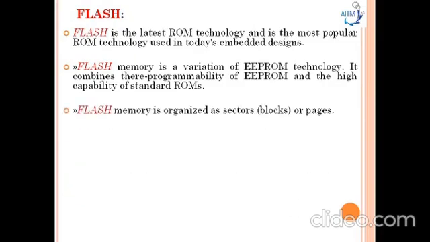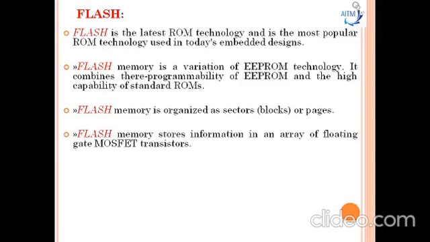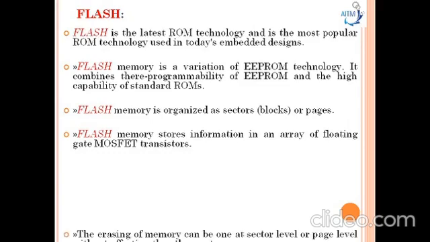A flash memory is organized as sectors or pages. So the memory is organized as blocks or pages. A flash memory stores information in an array of floating gate MOSFET transistors, that is metal oxide semiconductor field effect transistors, and it is a voltage-controlled device.